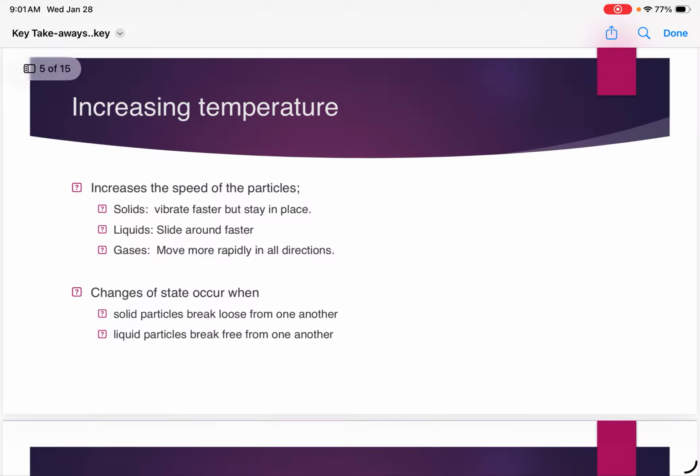Increasing the temperature will increase the speed of the particles. Changes of state occur when solid particles break loose from one another, or liquid particles break free from one another and become gas, essentially. And that's mostly a review of that earlier chart.